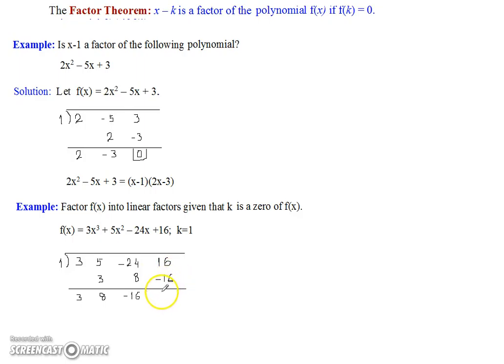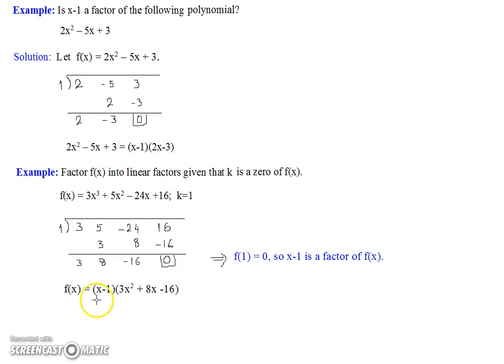So the remainder of this division is 0. It means that x minus 1 is a factor of the given function. And also f of x is the product of x minus 1 and 3x squared plus 8x minus 16. The goal is to factor f of x into linear factors. We have one of the factors, and this is a quadratic trinomial, so we can factor it by using the AC method.